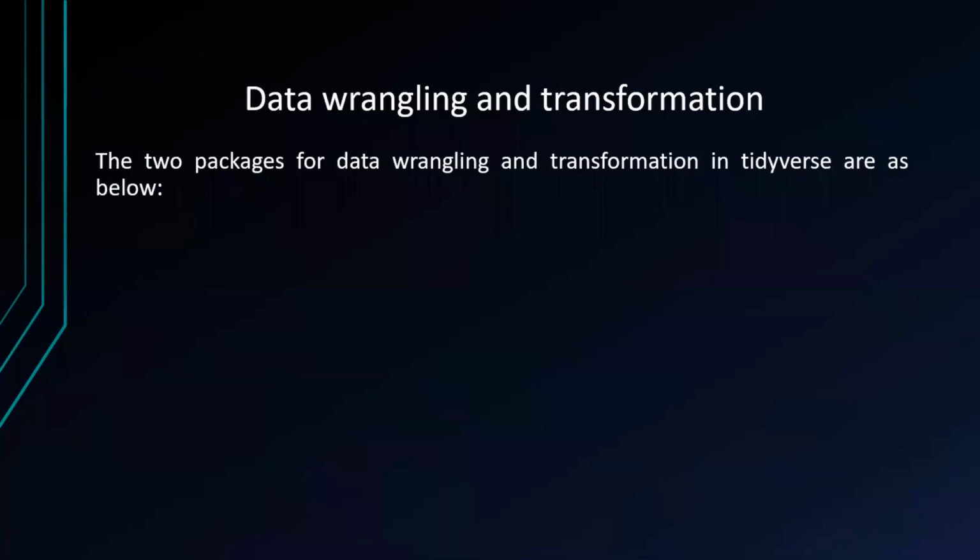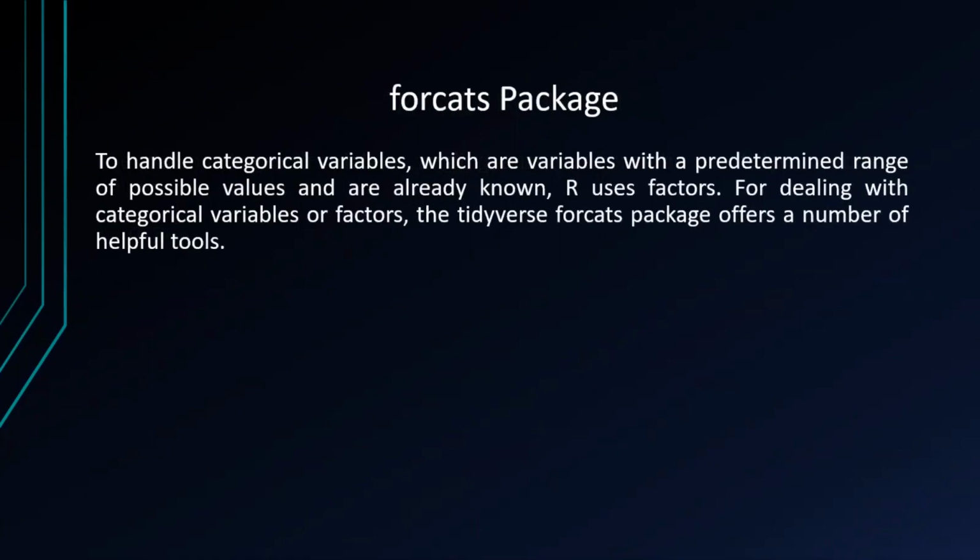Data wrangling and transformation. So the two packages for data wrangling and transformation in the Tidyverse category are as below. First one is forcats. The second one is stringr. To handle categorical variables, which are variables with a predetermined range of possible values that are already known, R uses factors. For dealing with categorical variables or factors, the Tidyverse forcats package offers a number of helpful tools.